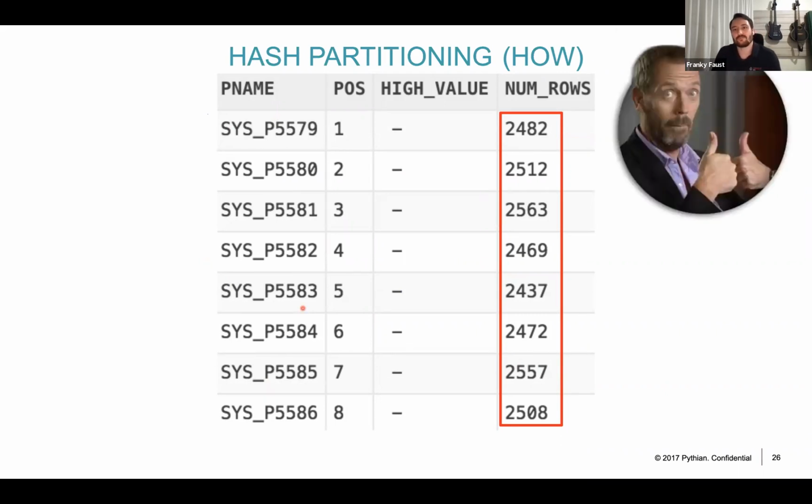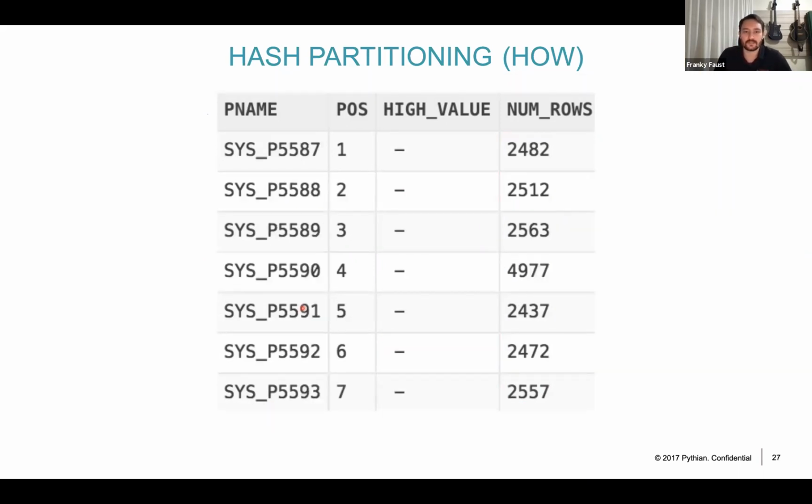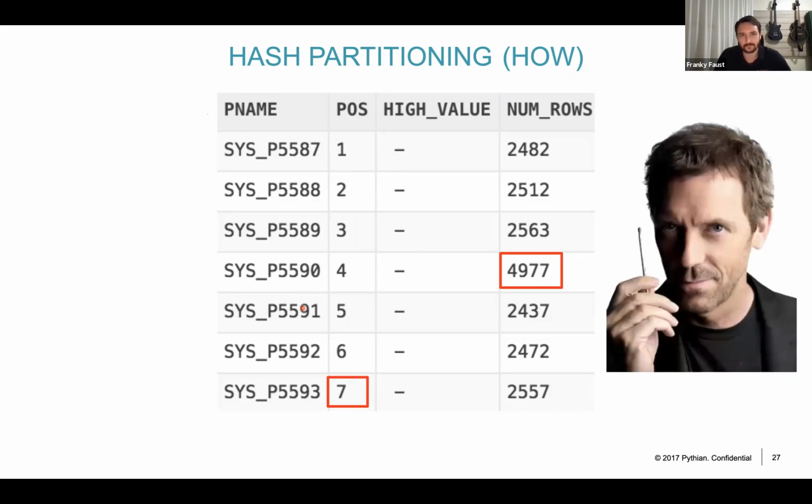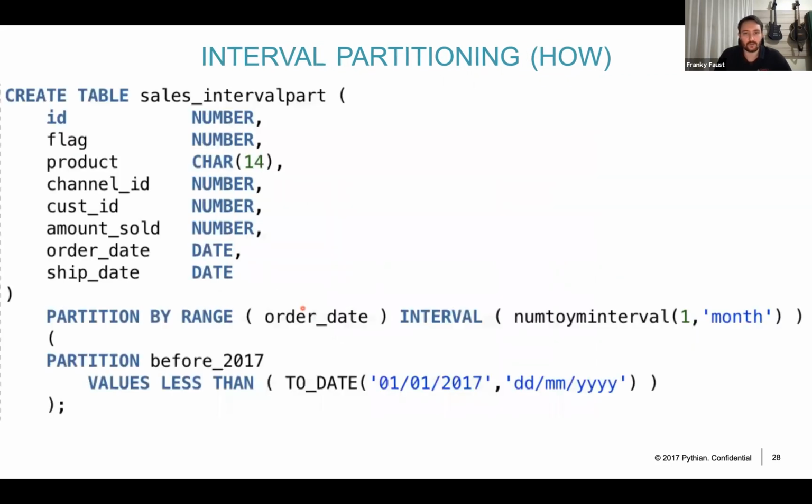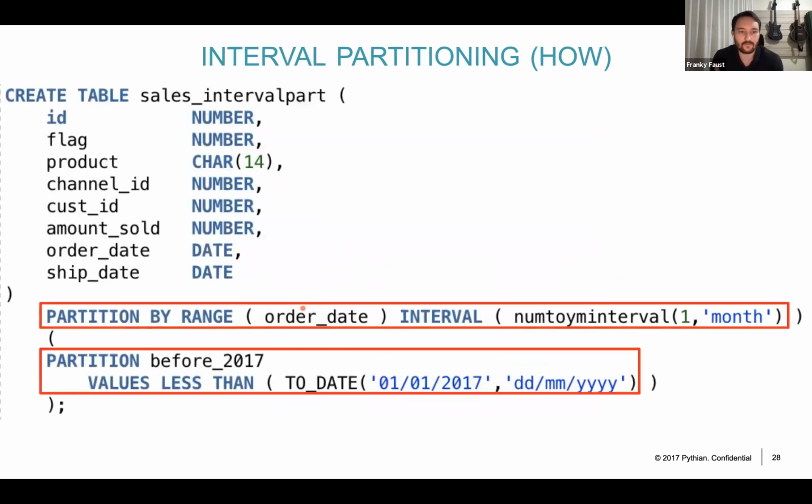Okay, Dr. House is fine now. He likes the approach. It's working. So let's just prove that with non-power of 2 partitions, we see a discrepancy in the number of rows that are spread across partitions. So we see that partition 4 has almost 5,000 rows, while all the others have 2,500 rows.